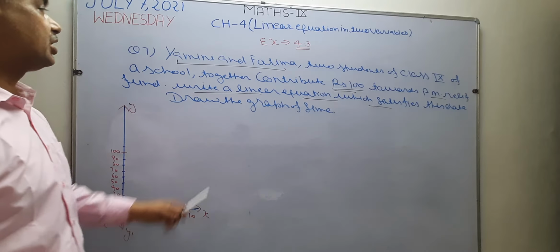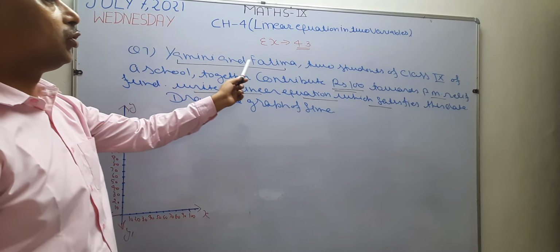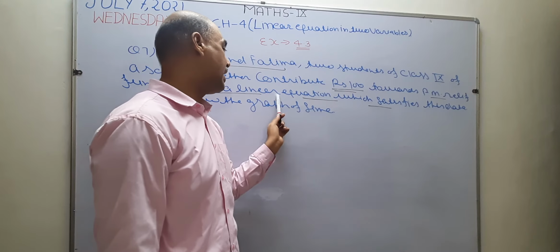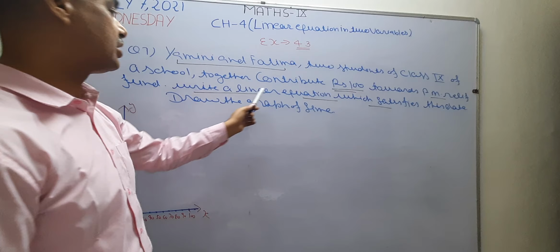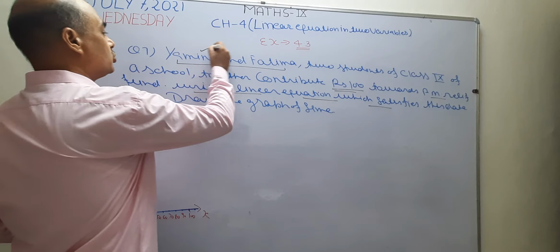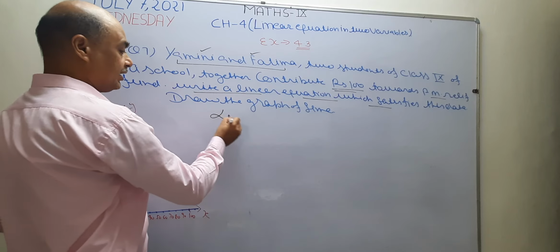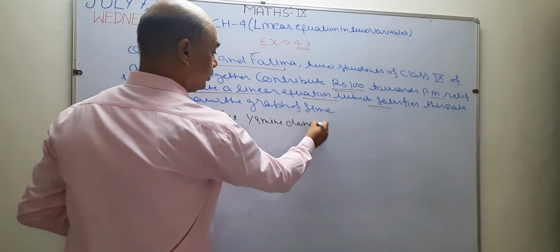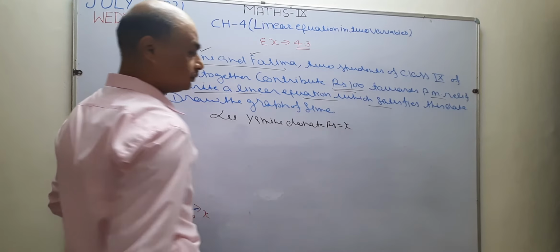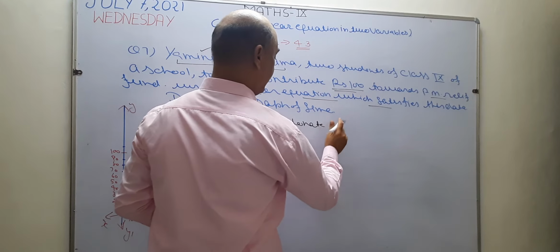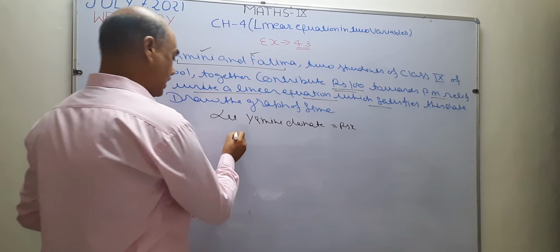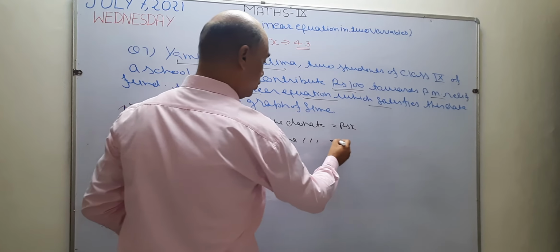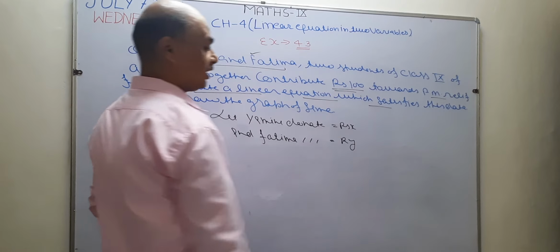Okay. Now what is given? Yamini and Fatima both contribute rupees 100 towards the PM relief fund. We are going to represent this situation as a linear equation in two variables. Since two variables are there, I want to suppose both separately. So write here, let Yamini donate rupees x and Fatima donate rupees y towards the PM relief fund.